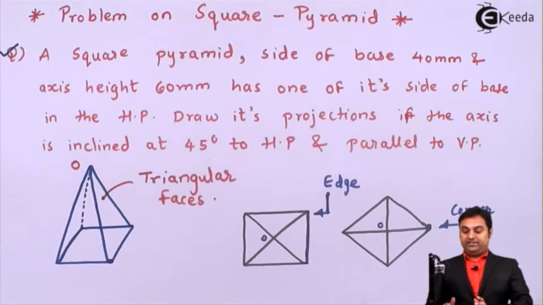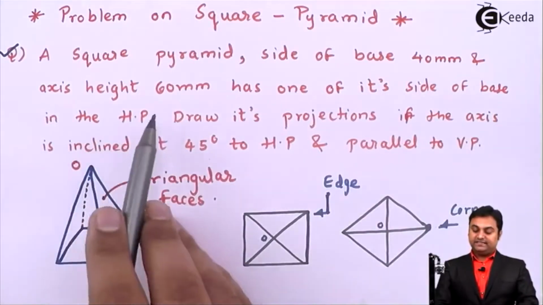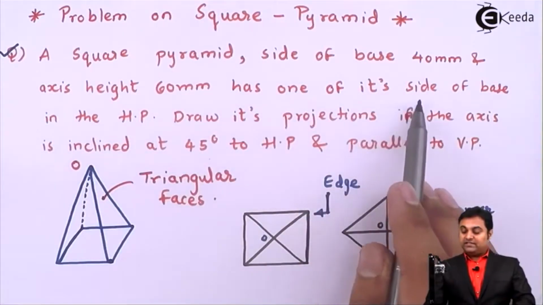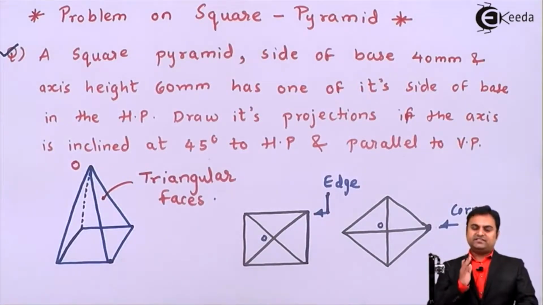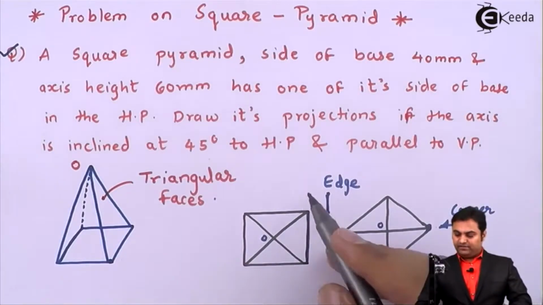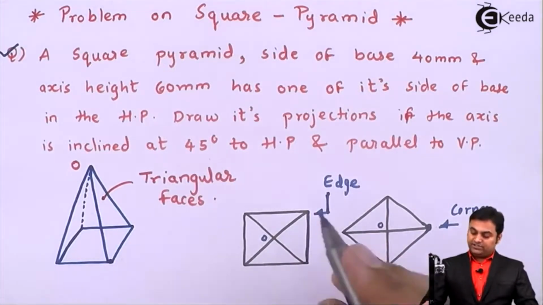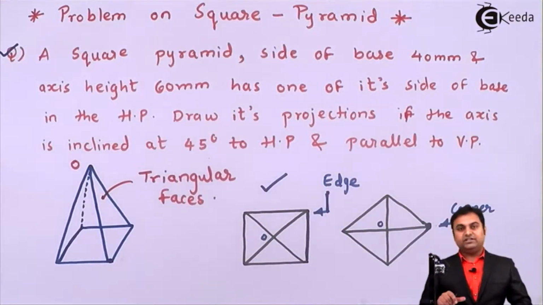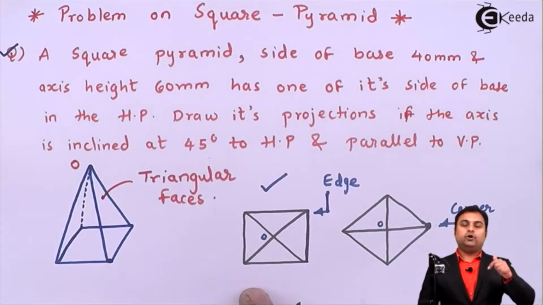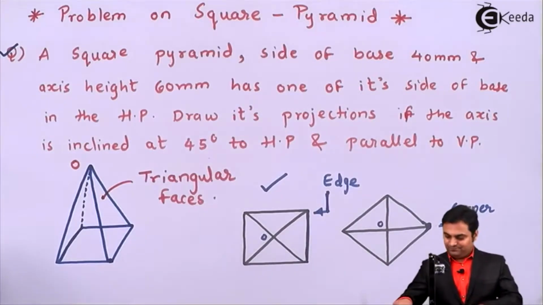So if I read the question again, it is said that square pyramid side of base 40 mm and axis height 60 mm has one of its side of base in the HP. So if it is given that there is a side of base, it means it is resting on this edge and not the corner. So out of the two conditions, the first condition is correct. So this will be the initial condition, that is the pyramid will look like this from the top view. So let us get started with the solution to this problem.